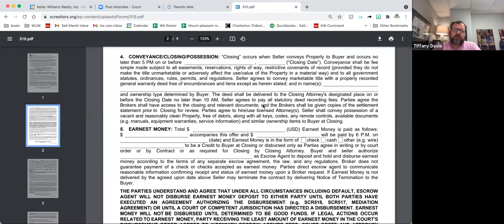This is part 2, where the sentence has come up quite frequently. The sellers agree to convey marketable title with the property, free of encumbrances.